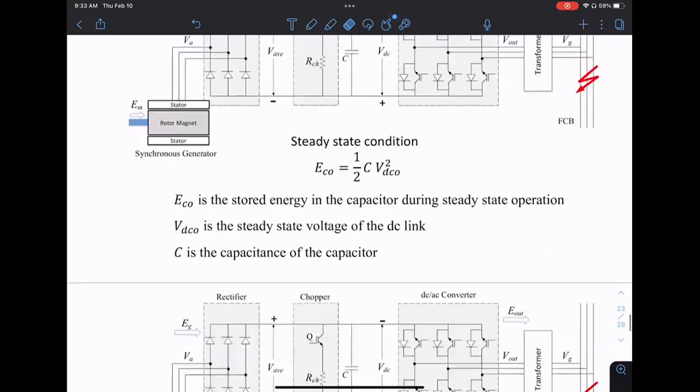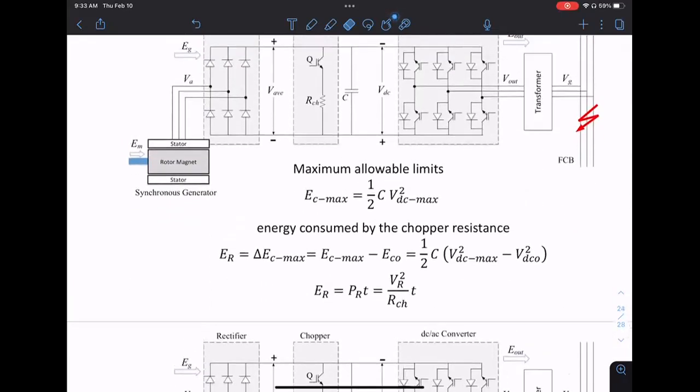Okay, so that's the value. For the maximum allowable limit, there's some max this voltage can go to. What you want is the gap between the maximum value you can ever reach and the operating energy. There's some difference here. This is your max, this is your operating voltage. You want this excess energy to go through your resistor. This is the goal of the chopper circuit.